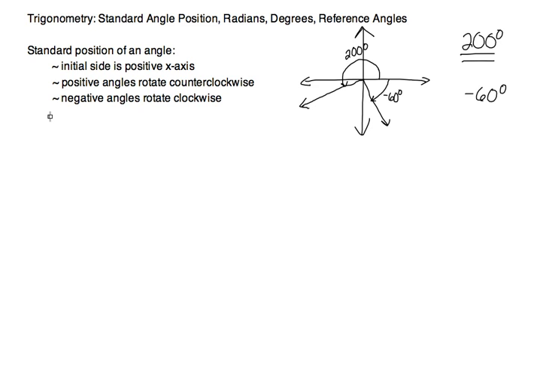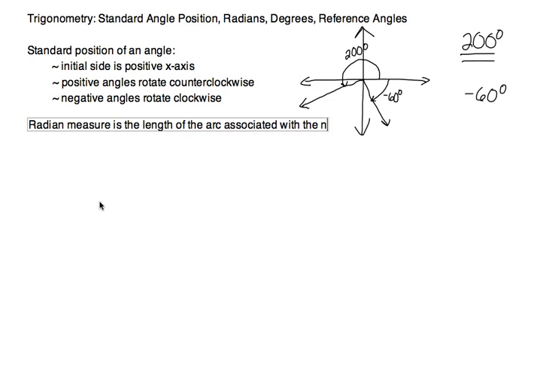Now, we need to talk about what radian measure is, because we're going to be talking about whether we use radians or degrees, converting back and forth between the two. So radian measure, when we're talking definition-wise, is the length of the arc that's associated with the angle.